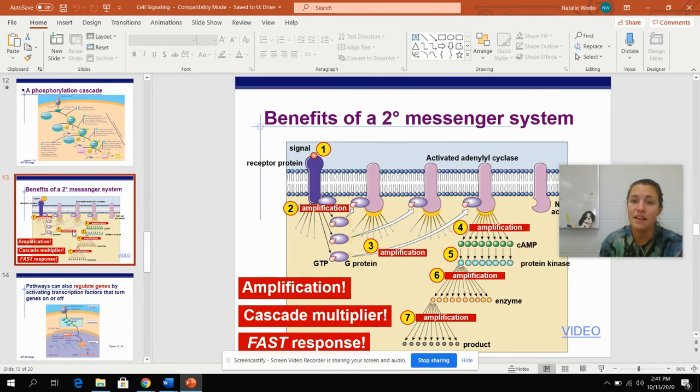So the benefits of a secondary messenger system are amplification. We have one signal molecule hitting our cells and all of this stuff happening inside, and we get lots and lots and lots of product. Lots of amplification. It cascades and we get a fast response. So the benefit of how this system works is we have one signal, one receptor, big, big, big response.